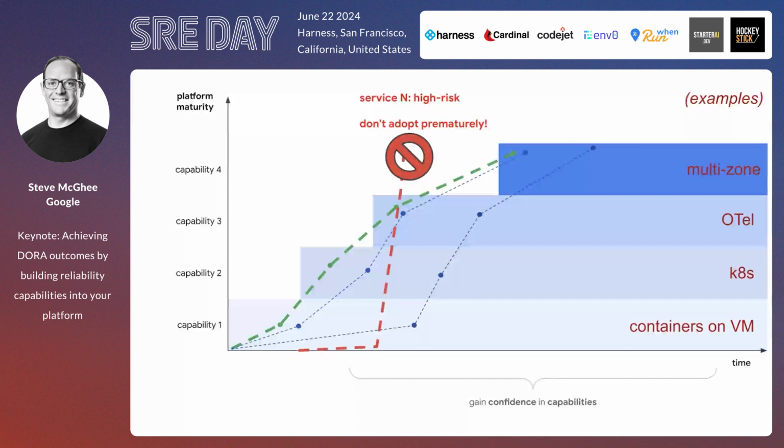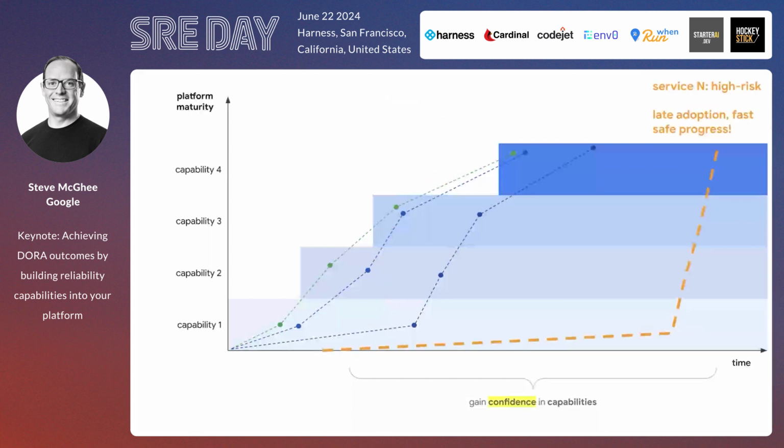If the thing needs dual region and it's not ready yet, it's going to fall over and you're not going to be happy. So instead, just push it back. Let it wait a bit. Get confidence in your capabilities before you adopt them for your important stuff.